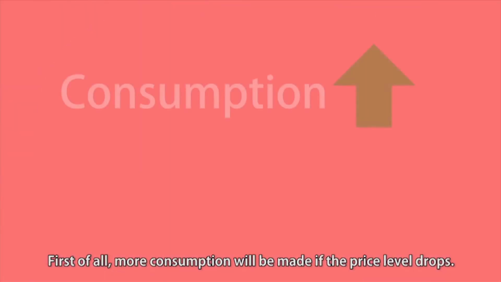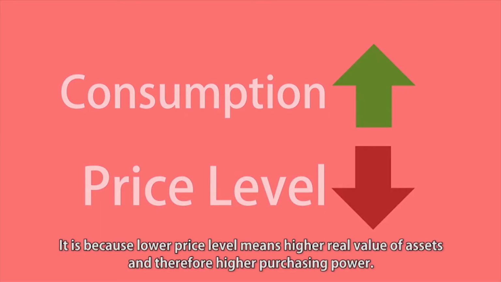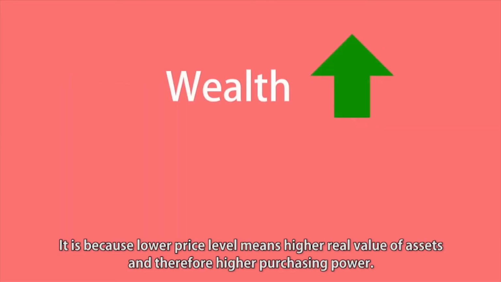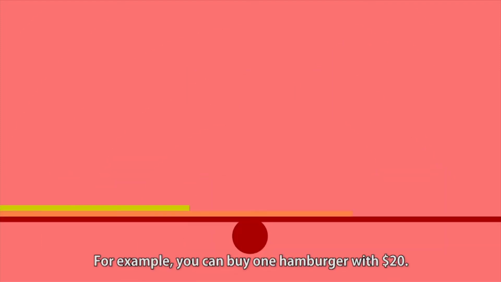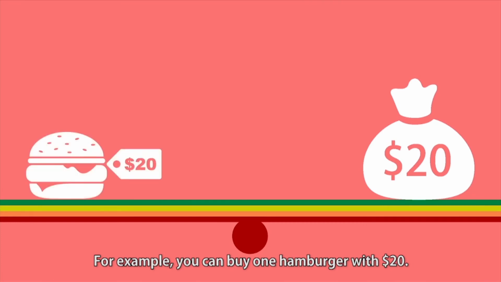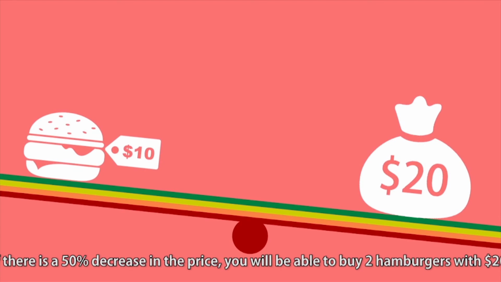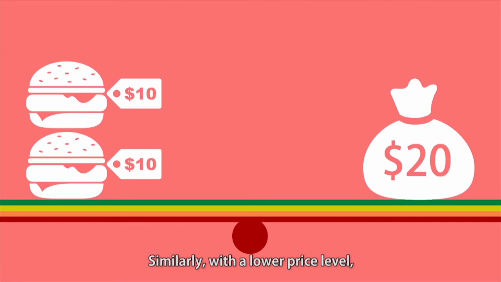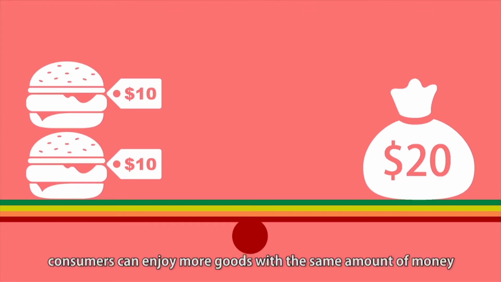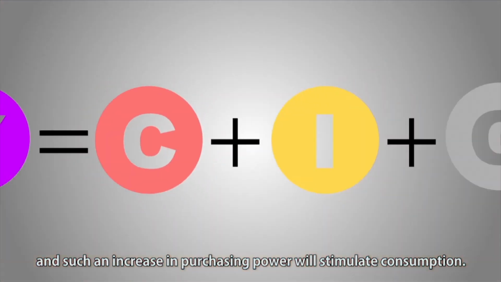First of all, more consumption will be made if the price level drops. It is because lower price level means higher real value of assets and therefore higher purchasing power. For example, you can buy one hamburger with $20. If there is a 50% decrease in the price, you'll be able to buy two hamburgers with $20. Similarly, with a lower price level, consumers can enjoy more goods with the same amount of money, and such an increase in purchasing power will stimulate consumption.